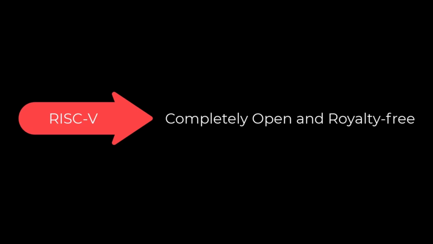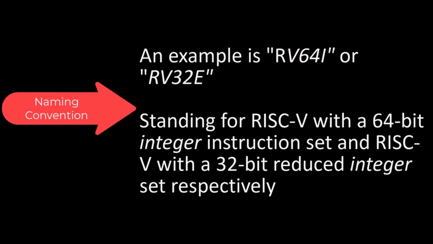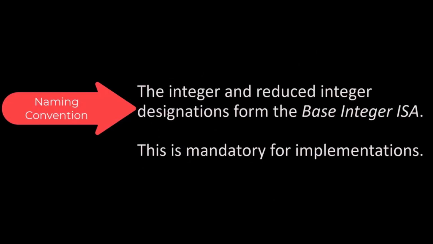RISC-V is now under the stewardship of RISC-V International, based in Switzerland. A distinguishing feature is that it is open and royalty-free. Implementations use a naming convention to denote which instruction set architectures, ISA, are available within a specific implementation. An example being RV64I or RV32E, which stand for RISC-V with a 64-bit integer instruction set and RISC-V with a 32-bit reduced integer set, respectively. The integer and reduced integer designations form the base integer ISA. This is mandatory for implementations.